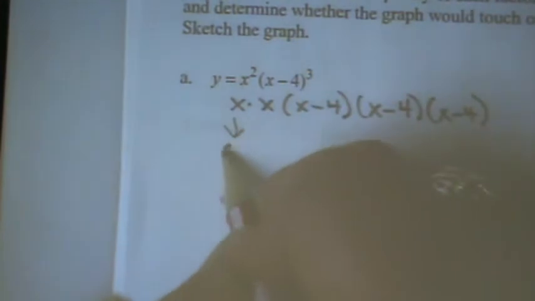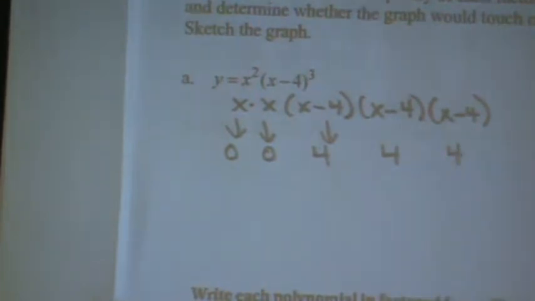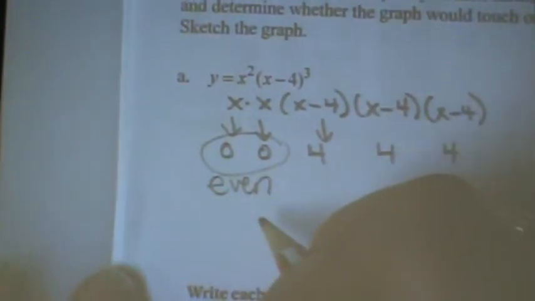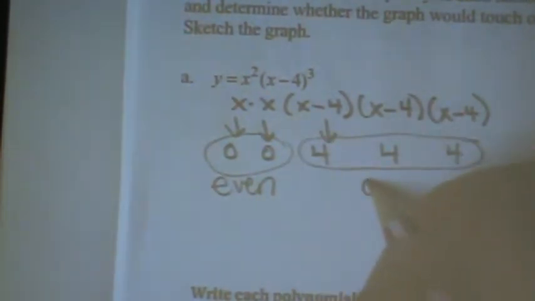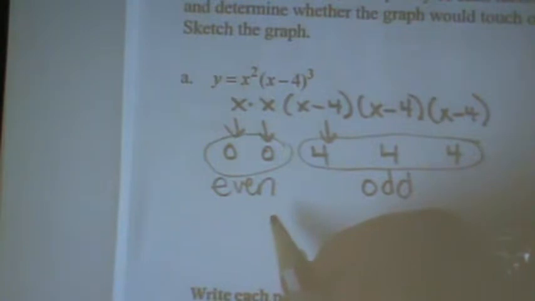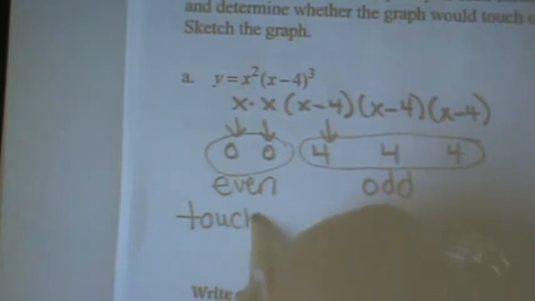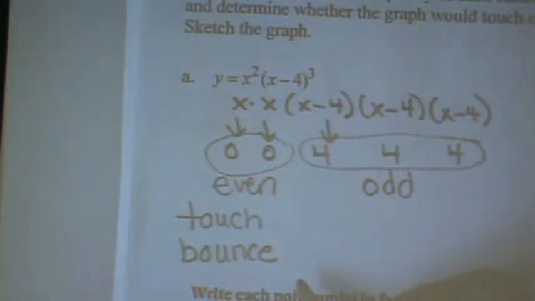Okay, so we have 0, 0, 4, 4, and 4. What are your 2 zeros, you guys? 0 and 4. But this one occurred an even number of times, so its multiplicity is even. This one occurred an odd number of times. This is an odd one. If that 0 occurred an even number of times, your graph is going to touch and bounce off of 0. It's not going to go through it. If it's odd, it's going to cross through it.